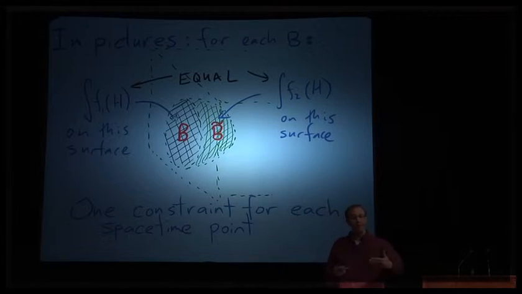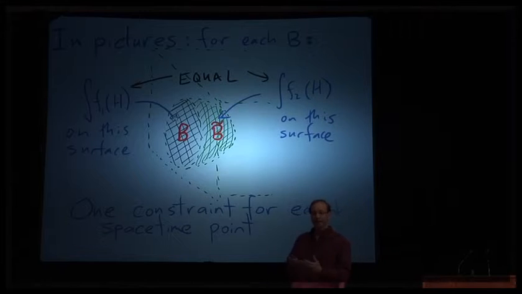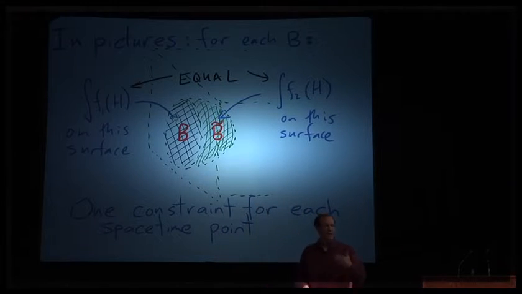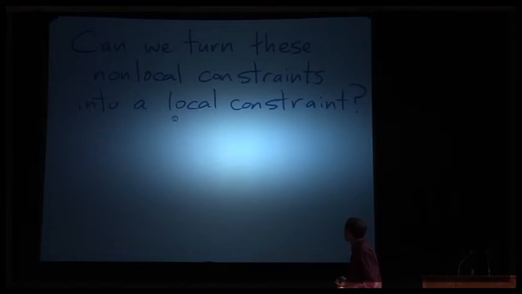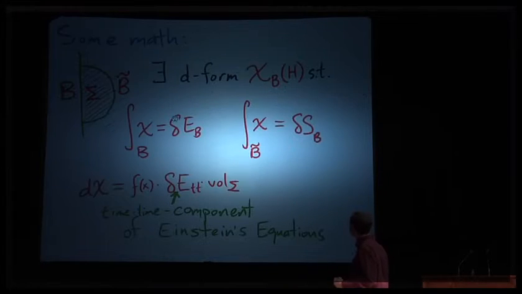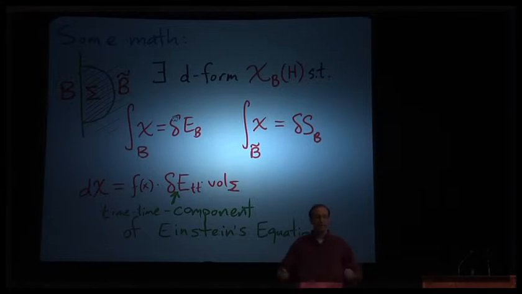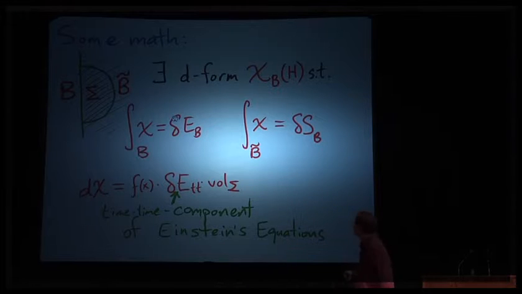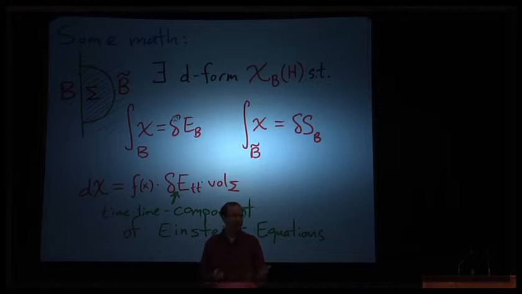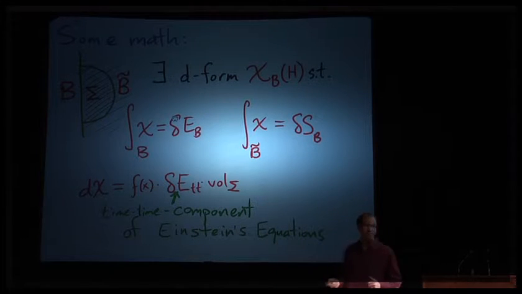And since we have one constraint for every ball, another way to say that is we have one kind of non-local constraint for every point in space-time. And that motivates the question, can we actually turn that set of non-local constraints into one local equation? And the answer turns out to be yes. So this is morally equivalent to going from the integral versions of Maxwell's equations to the differential versions of Maxwell's equations. So here's how it works.